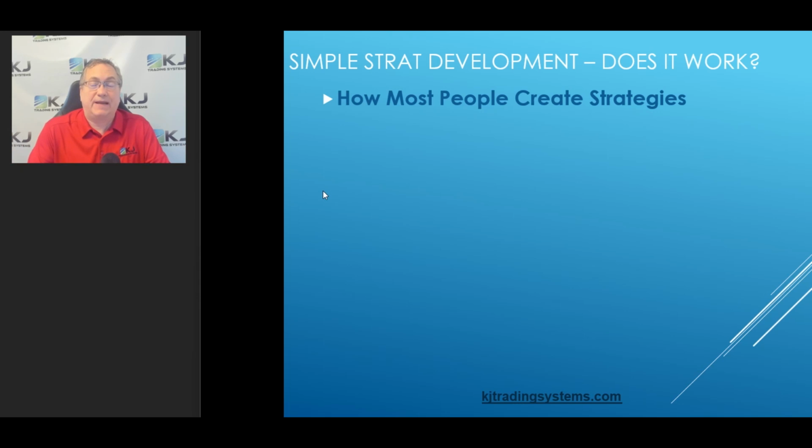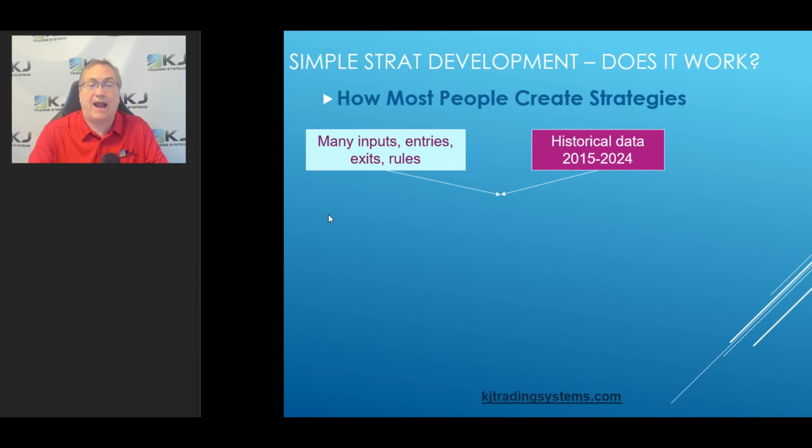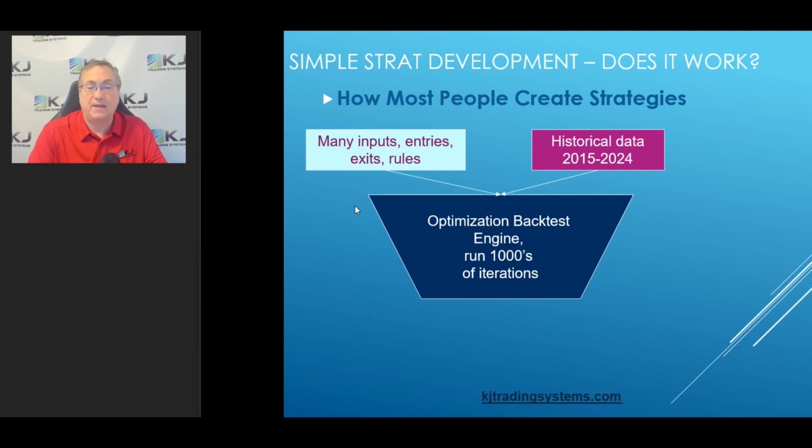Okay, before I jump into the actual entries, I want to first talk a little bit about how most algo traders or wannabe algo traders actually develop strategies. What they'll do is they'll take their rules, their entries, their exits, and combine that with all the historical data they can get, let's say the past 10 years or so. Then they throw it all together in the optimization backtest engine, which almost every trading platform has, and run thousands, hundreds of thousands, even millions of iterations. They get the best set of parameters.